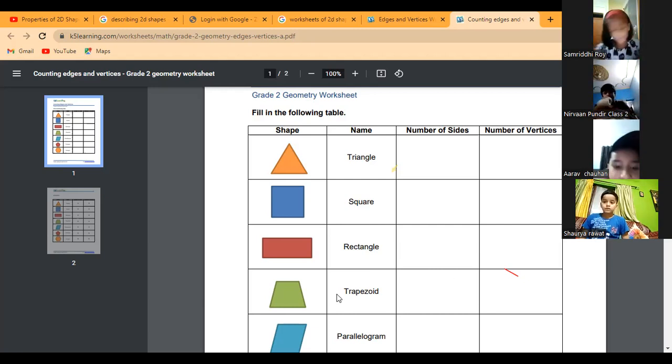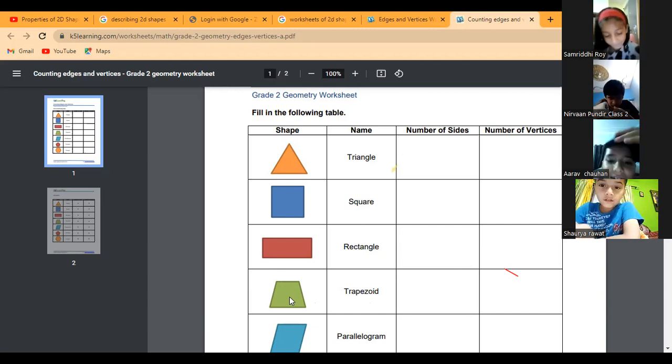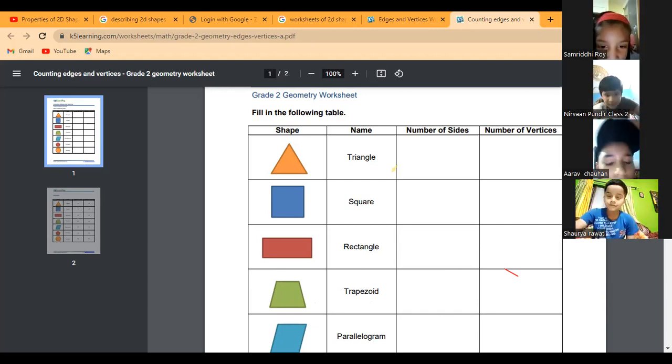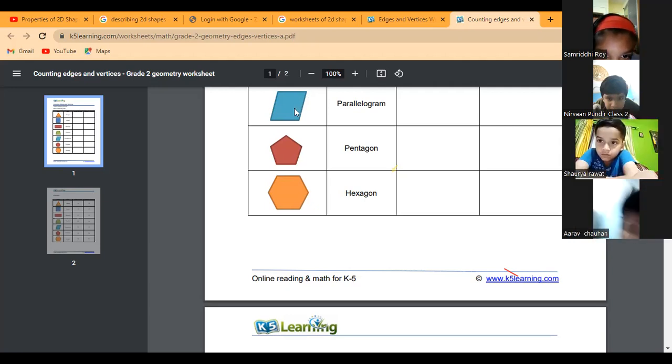Very good. Now is the turn of Shaurya. Shaurya, how many sides are there in a trapezoid? 4. Ma'am, 4 sides and 4 corners. Very good. Now is the turn of Nirvan again. How many sides are there in a parallelogram? This shape. Ma'am, 5? This parallelogram, the sky blue one. 4. And how many vertices? Ma'am, 4. Very good.